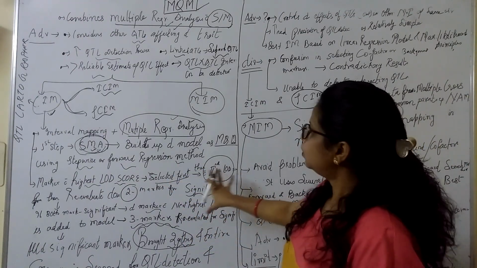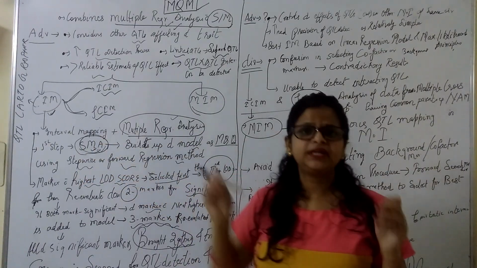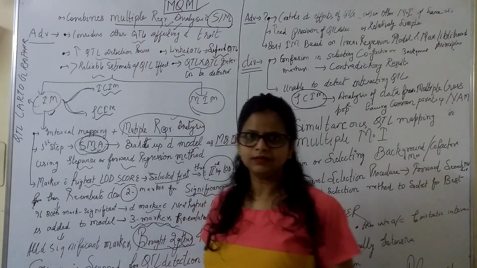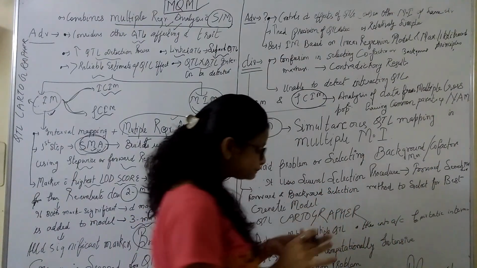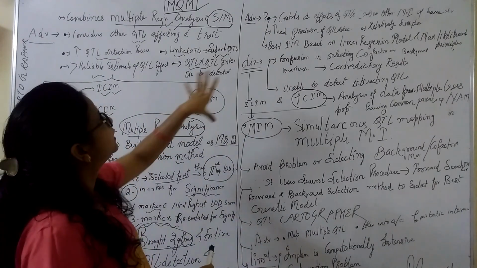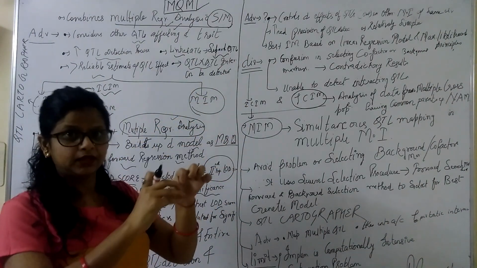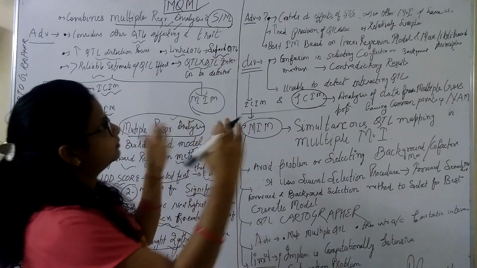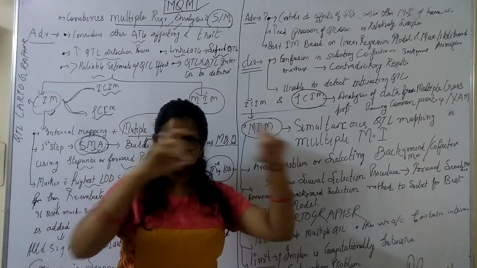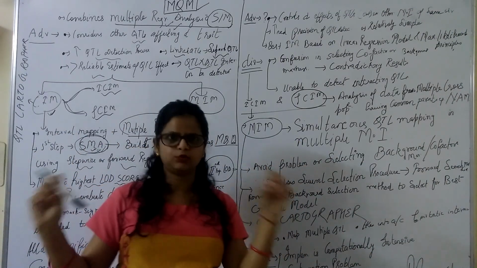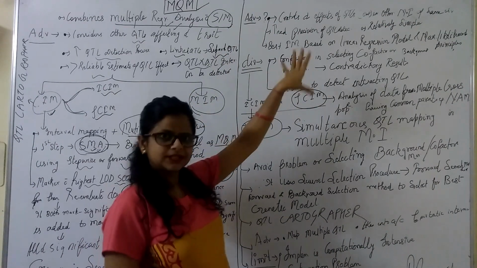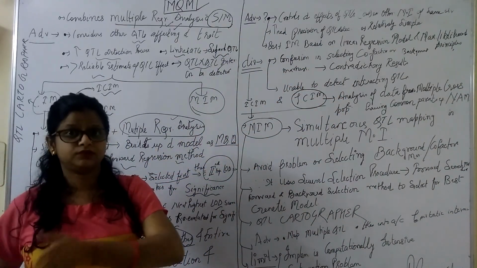This method you can implement in a freely available software, QTL Cartographer. That's why it is a simple method you can easily apply. The advantage is that you can control the effects of QTLs which are present in the same chromosome, in other marker intervals. Like, you have more than one mapping interval in the same chromosome, with different QTLs in those intervals. So this method controls the effects of QTLs present in other mapping intervals also.